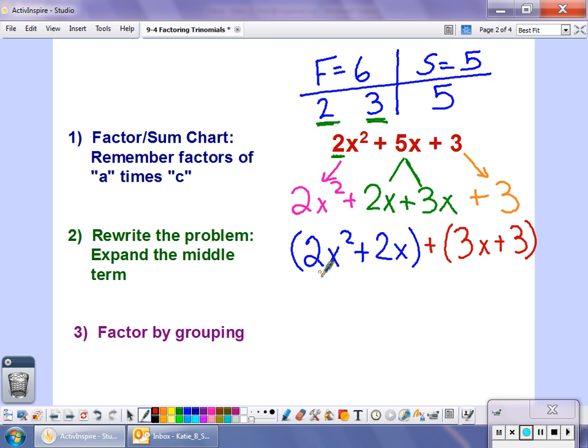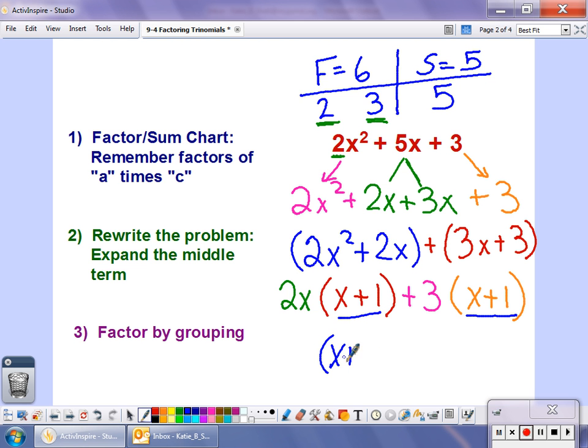If I look at this first group, I'm going to look for a GCF, and the GCF is going to be a 2x, so I'll pull that out, and when I pull out that GCF, I'm going to be left with x plus 1. On the right-hand side, I see that I have a GCF of 3. So I'm going to pull out that GCF of 3, and then when I do that, I'm left with x plus 1. So now to finish off this factoring, my first factor is the thing that I had that was the same, this x plus 1. My second factor is made up of the two GCFs, this 2x plus 3. So this is the factored form of 2x squared plus 5x plus 3.